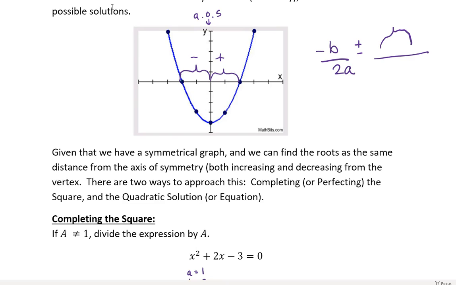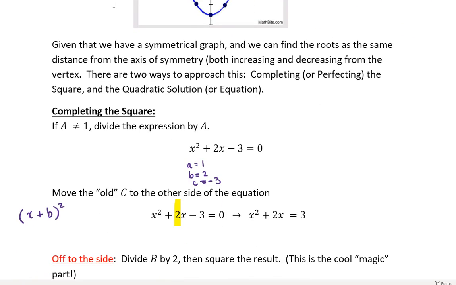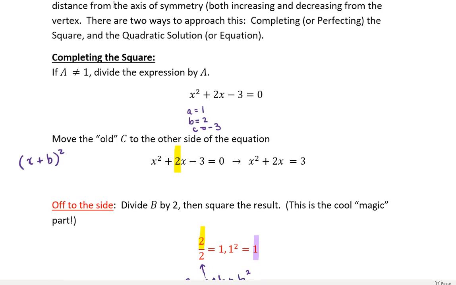Okay, so for completing the square, both of these will always get you to the right place, but it's a little challenging when you're thinking about it in one case versus the other. So first of all, if a in our equation is not 1, then we divide the expression by a. So we want a to be a 1 before we're done.